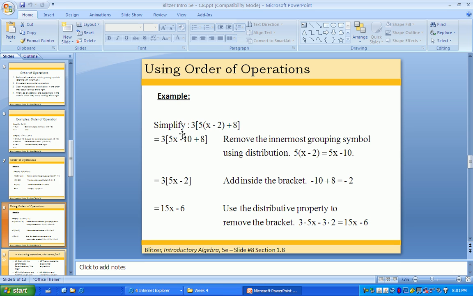So again, here's another example using order of operations. I'm going to stop the video now because this one may take a while, and I don't want to cut it in half. So maybe go try a couple more simple problems, and come back and watch this one and see if it helps out.